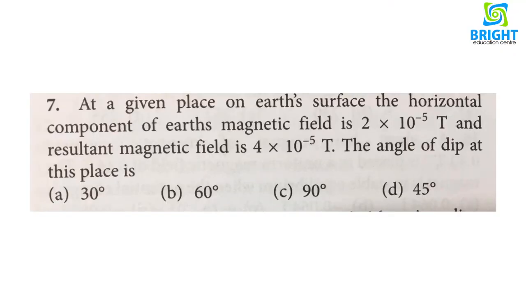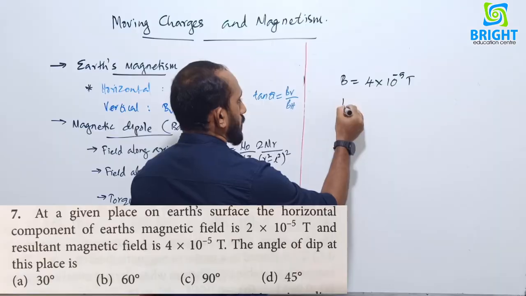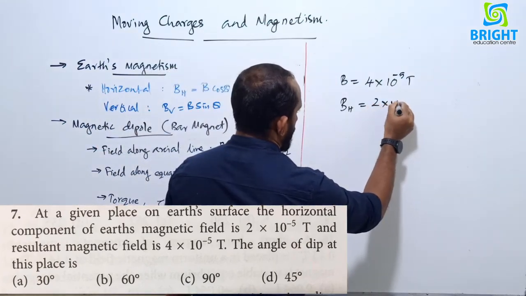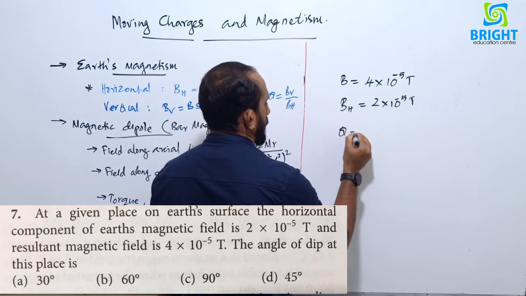Sometimes a question like this can be asked. At a given place on Earth's surface, the horizontal component of Earth's magnetic field is 2 into 10 raised to minus 5 Tesla, and the resultant magnetic field is 4 into 10 raised to minus 5 Tesla. The angle of dip at this place is? It's a direct question. You have to find the angle of dip, theta. B is equal to 4 into 10 raised to minus 5 Tesla, the total resultant, and the horizontal component BH is equal to 2 into 10 raised to minus 5 Tesla. So we have to find theta.